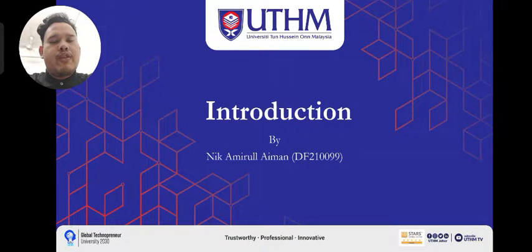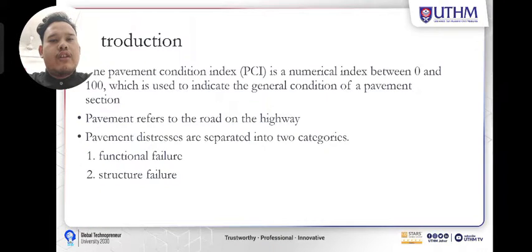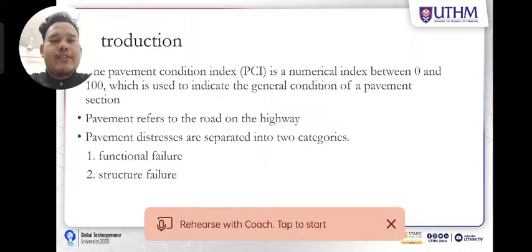I will present the introduction for the engineering highway project. The pavement condition index, PCI, is a numerical index between 0 and 100, which is used to indicate the general condition of a pavement section. Pavement refers to the road or the highway. Pavement distresses are separated into two categories: first, functional failure, and second, structural failure.